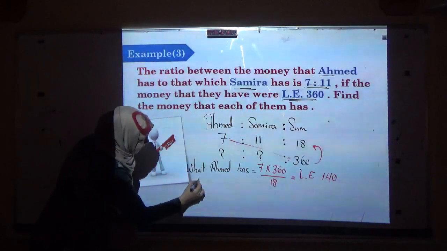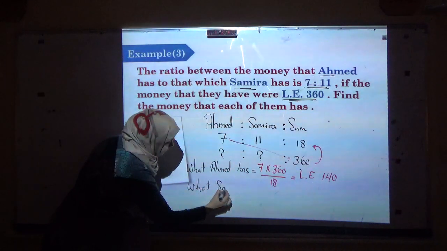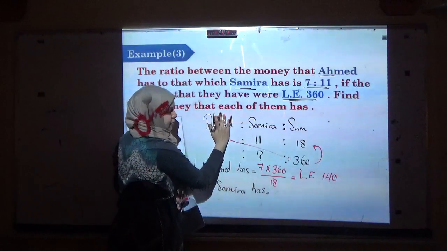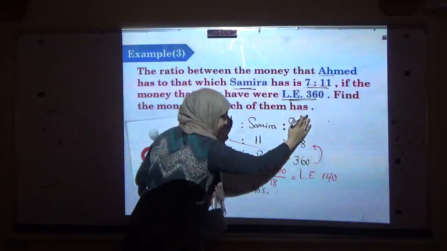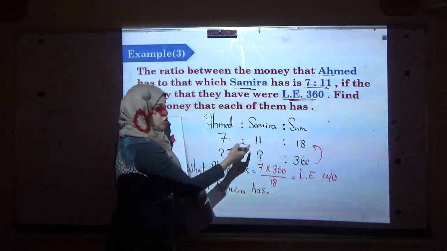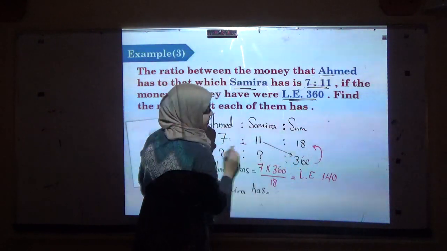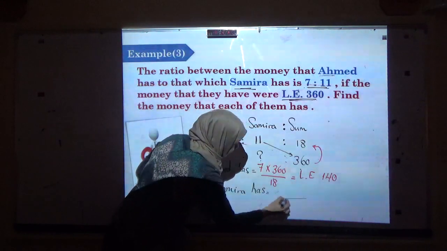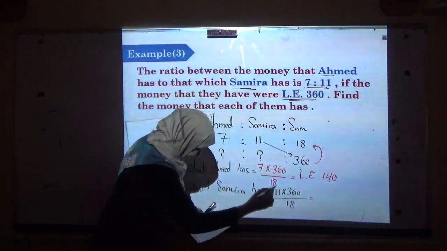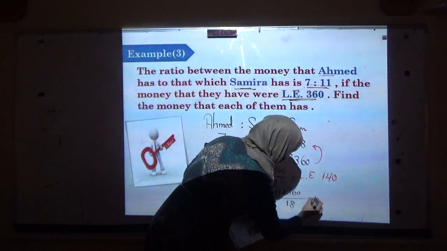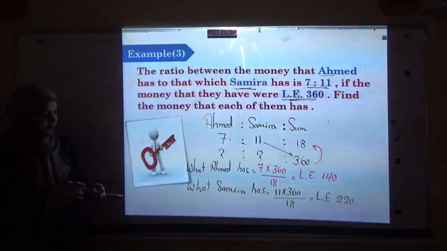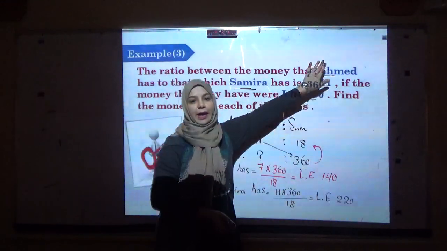To find what Samira has, we will ignore this ratio and use the ratio between Samira and the sum. So we will make cross multiplication. 11 multiply 360 divide 18 equal 220. Again, here he gave us the ratio between Ahmed and Samira.